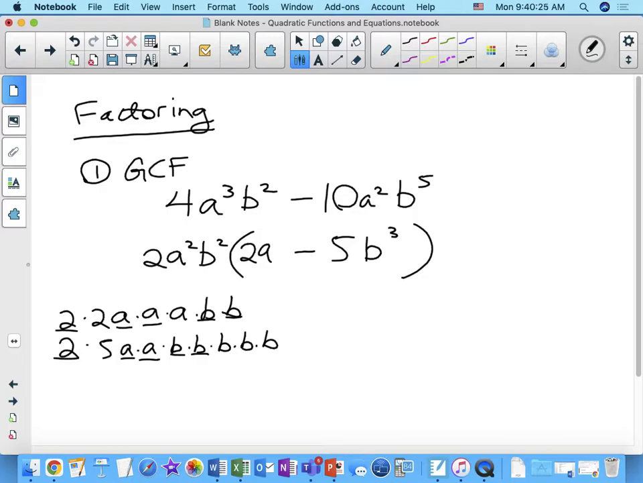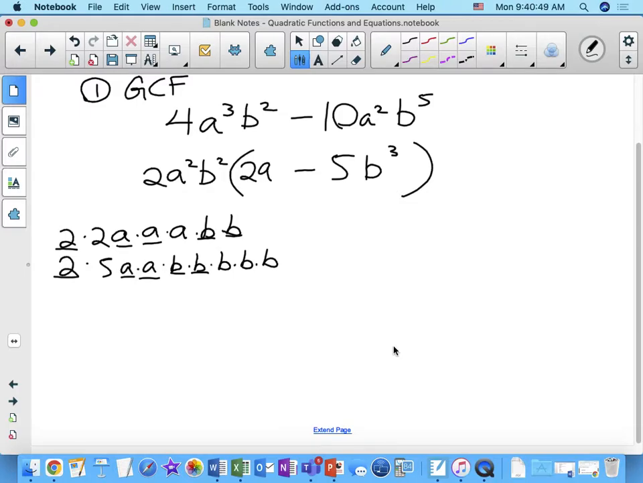Okay. Now, if you look at what's left here, what did I not underline? In the first one, I didn't underline 2a. That was the first term. In the second one, I didn't underline a 5 and 3 b's. That's 5b cubed. Okay, so that's one type of factoring.